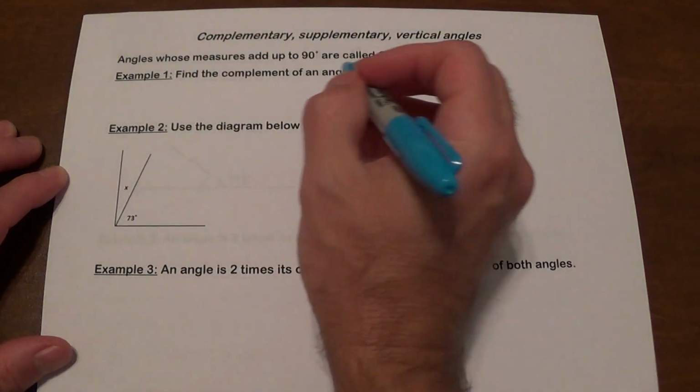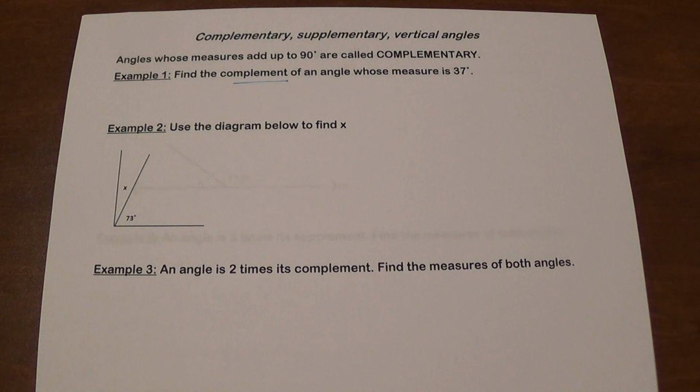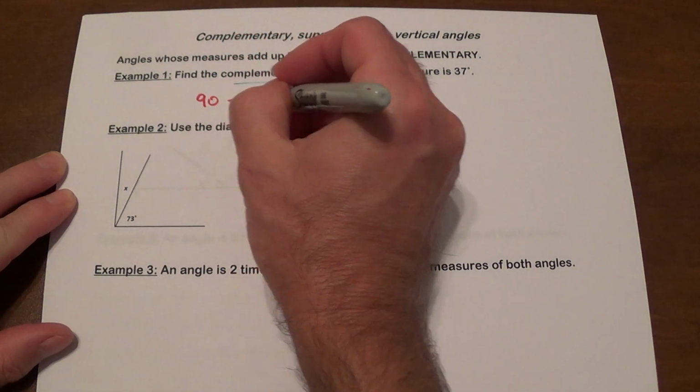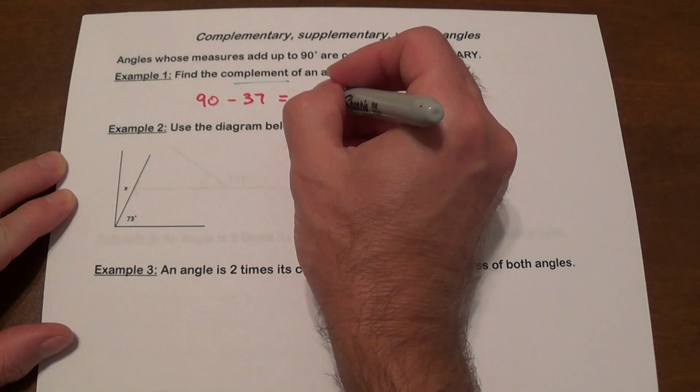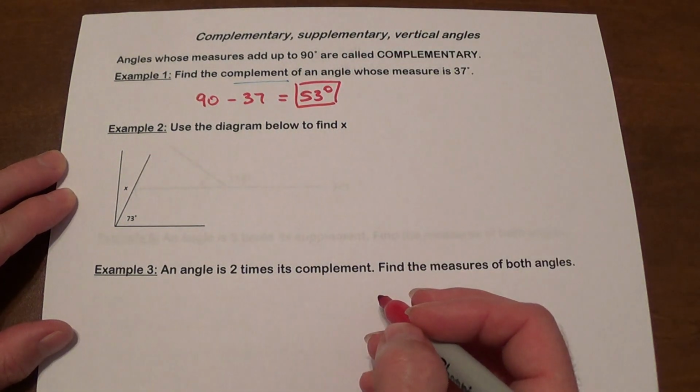Since it says complement, that means the angles add up to 90 degrees. So we are going to subtract. We're going to do 90 minus 37. That is 53 degrees. That is our answer. Yes, that's as simple as that.